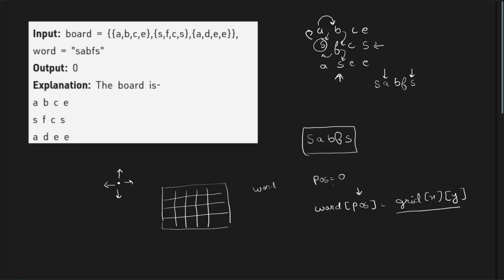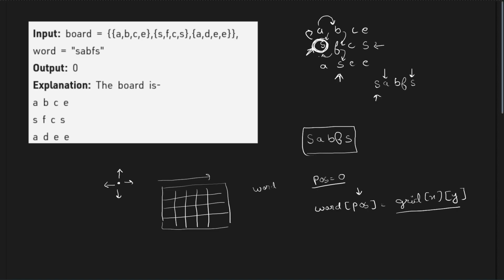So initially my position value will be 0, because I am looking for the 0th character or the first character in my string. Since I am looking for the S or the 0th character, I'll just traverse through the whole grid, and I'll look for S. As soon as I have found S, I'll start my DFS from there, right? So let's see, we have an S here, so this would be my first cell that I visit, right?